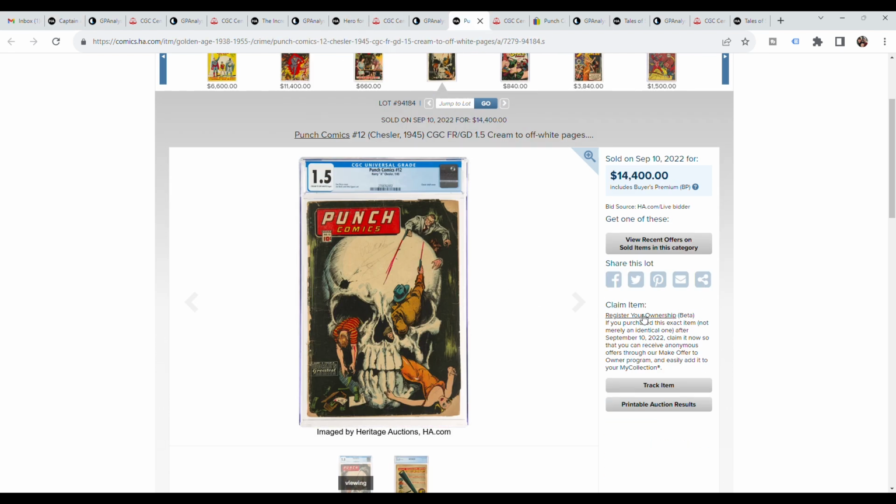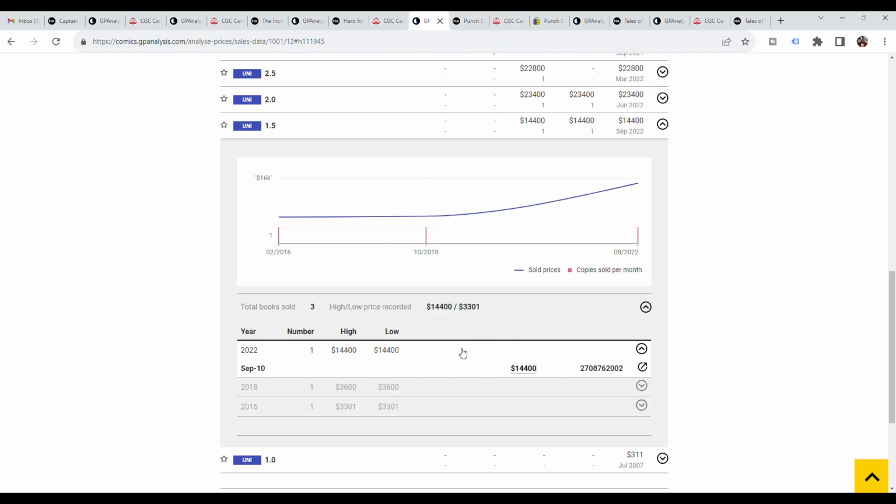All right, next up is Punch Comics number 12 with a massive $14,400 sale for a 1.5 cream page quality. It's a 1.5. It's got writing on the cover. It's missing a bunch of pieces. I mean, it's a 1.5, but this is just a massive, massive sale for a 1.5.